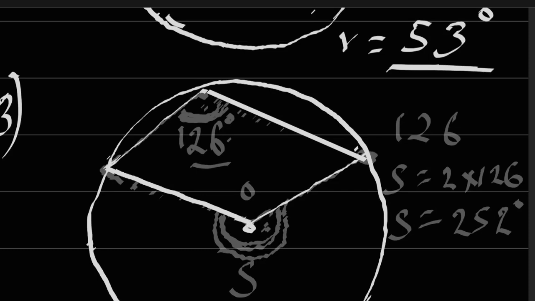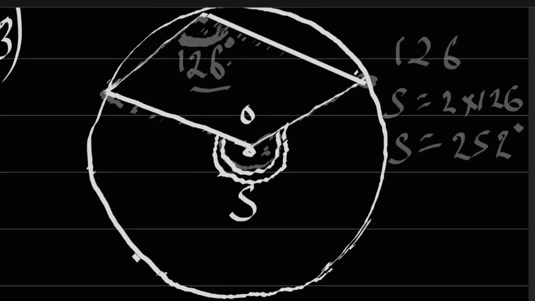So this is the center of the circle, which is center O. We have an angle here. Let me double the line. This is angle S. There is an angle here, which is angle 126 degrees. We have to find this angle S. So we have to look at this carefully. There are two laws: takeoff and landing point, and direction.